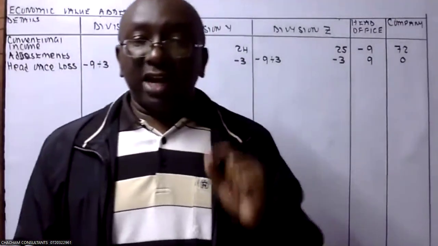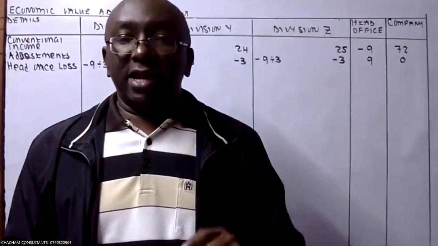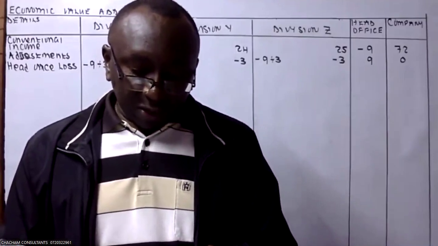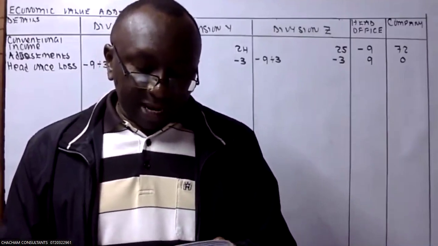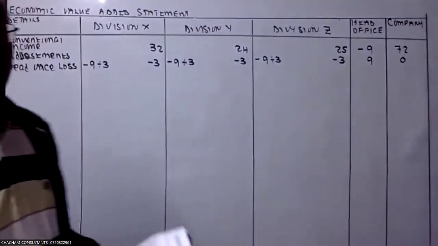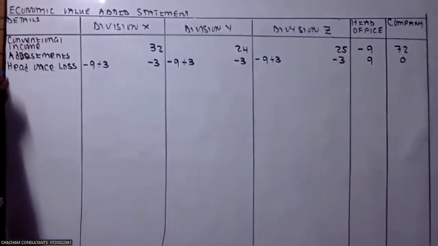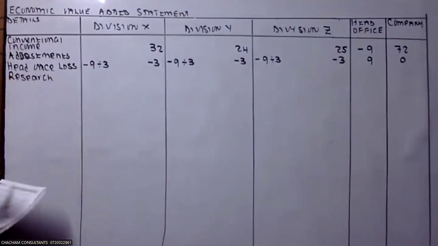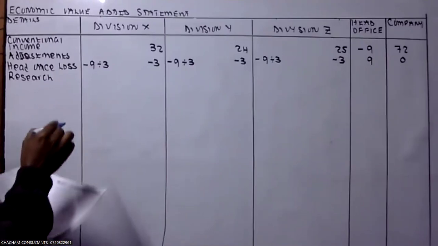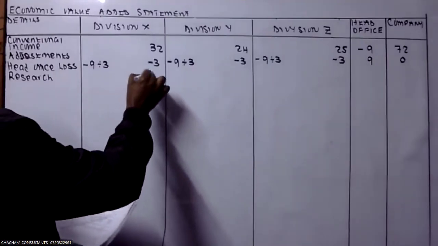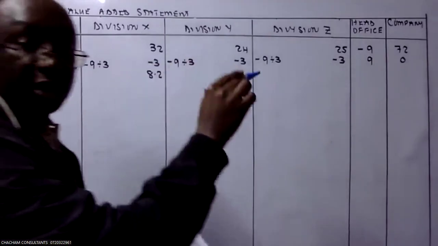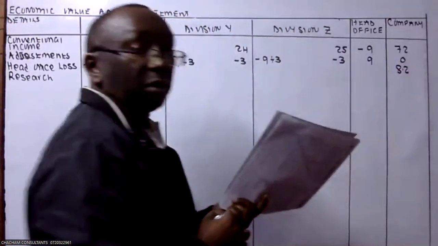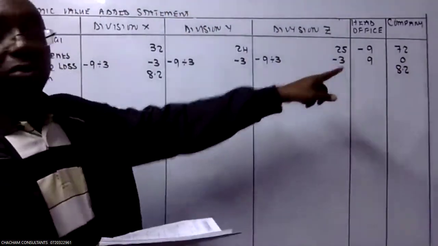From there, you go to the additional information and check whether there is any adjustment that you are supposed to make. Information number 2 says Division X spent 8.2 on research. So I have told you that should be added back. So the research is in Department X, 8.2. And then you also record it in the company here, 8.2. Because everything in the row should add to the total there.